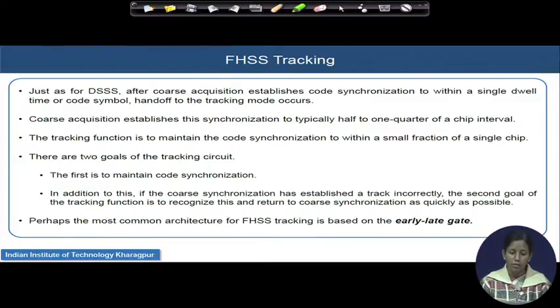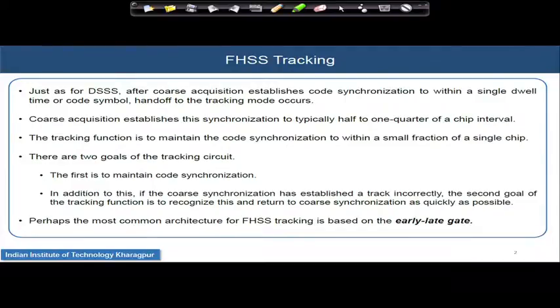If the correction is not sufficient to align them again, then it is the job of the tracking circuit to trigger the coarse alignment once again. If it goes beyond its correction range, it will trigger the code acquisition once again, and the output of the code acquisition will be fed again to the FHSS tracking network.